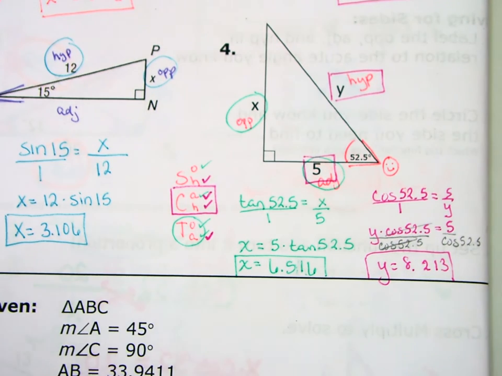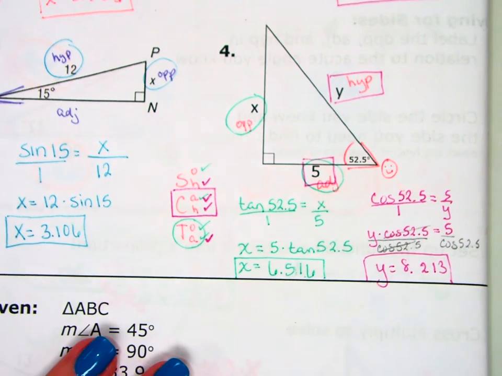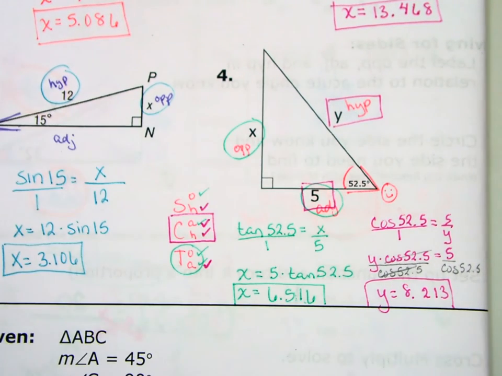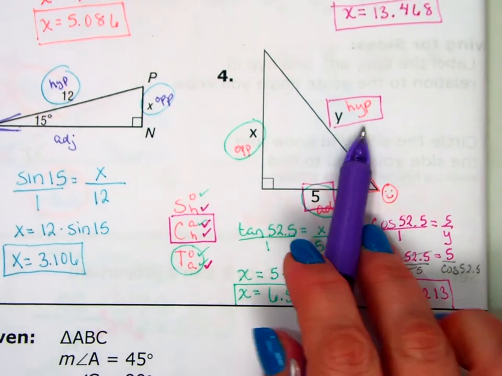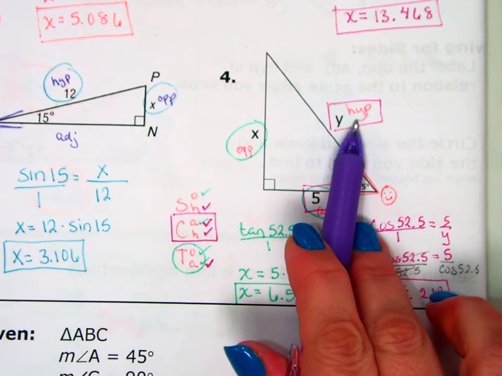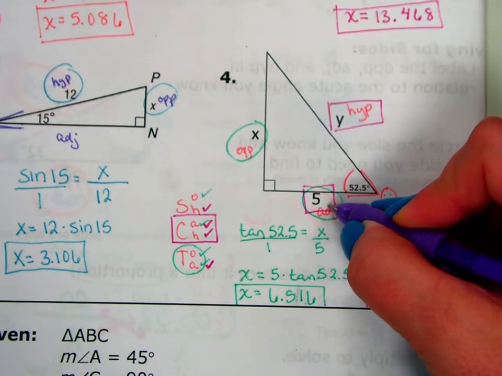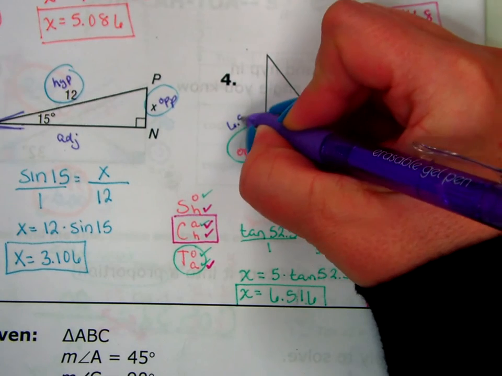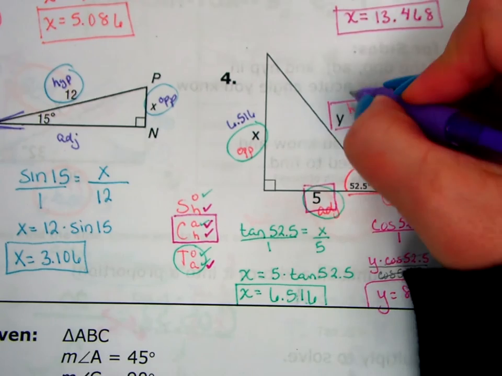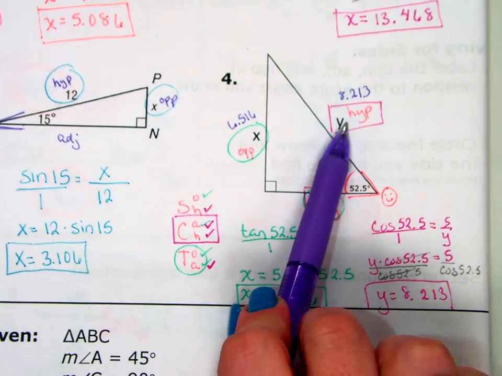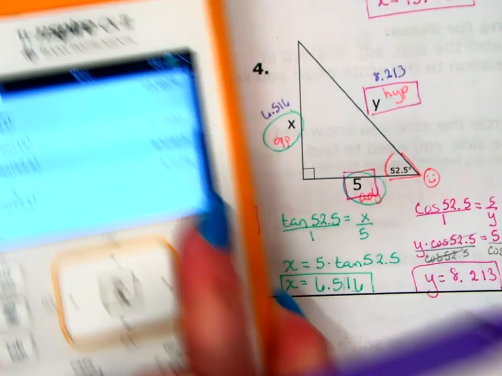You can apply your right triangle Pythagorean theorem converse, right? That says if a squared plus b squared equals c squared, you have a right triangle, or if a squared plus b squared is too small, it's acute. If this is too big, it's obtuse. Now we know that one leg is 5, one leg is 6.516, and the hypotenuse is 8.213. So if I do a squared plus b squared, it should equal c squared.